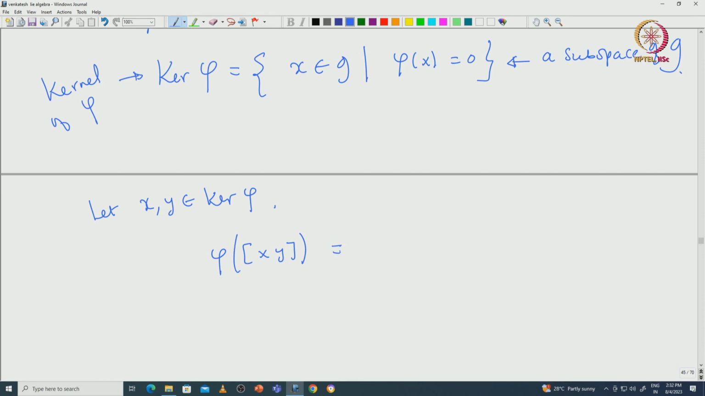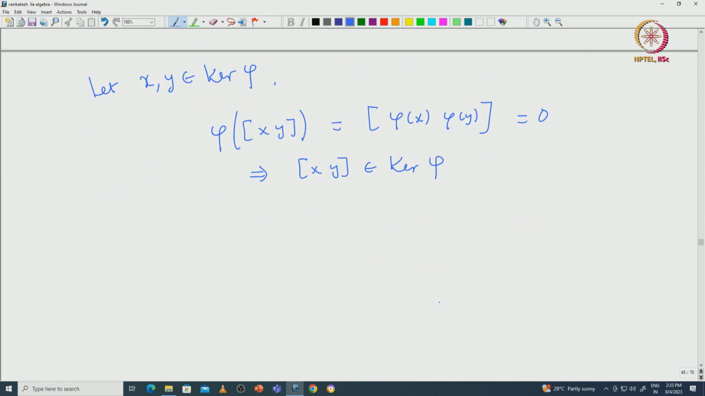Since this phi is a Lie algebra homomorphism, this is nothing but the bracket of phi of x and phi of y. Since phi of x and phi of y both are 0, this implies phi of bracket x y is 0. That implies the bracket x y is indeed inside the kernel of phi. So, that is what we wanted to show.